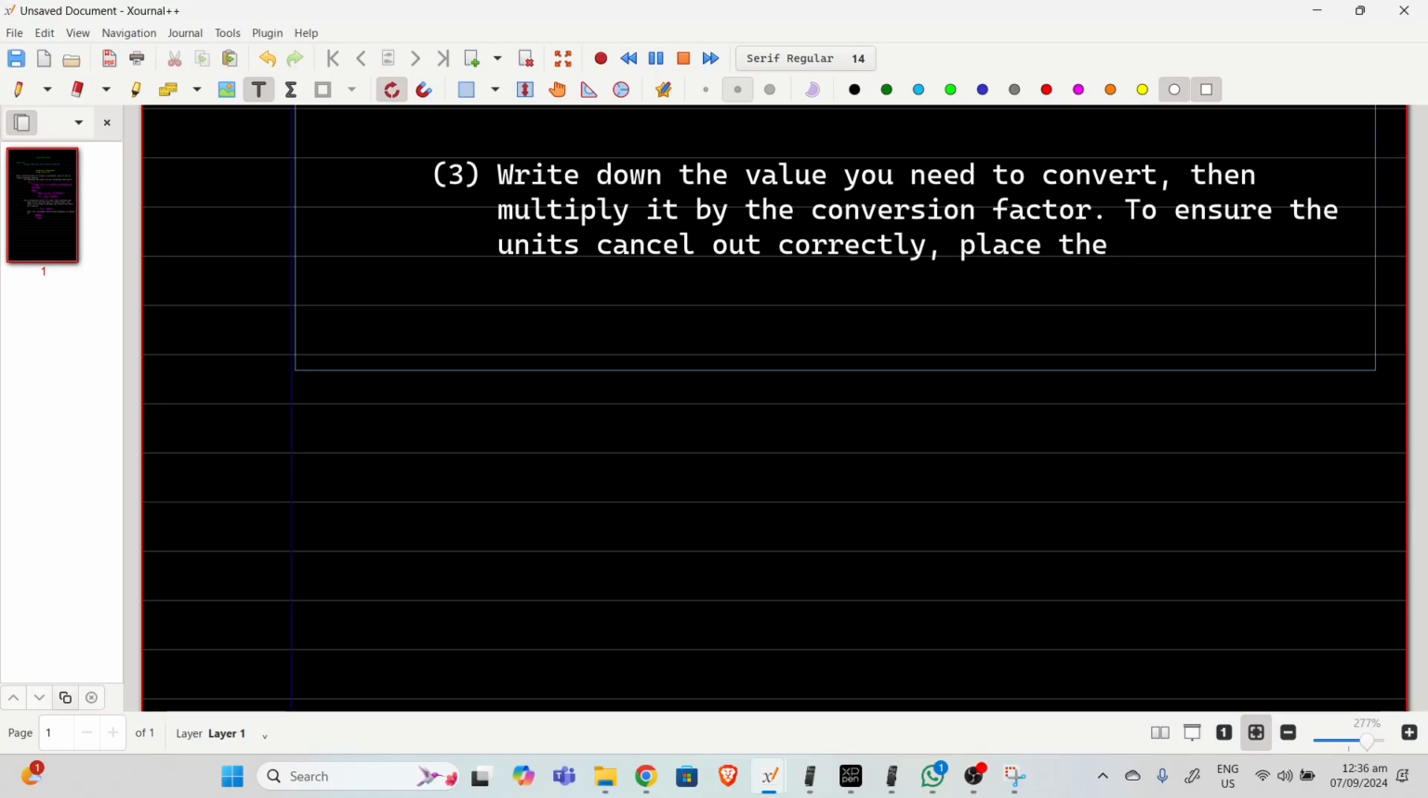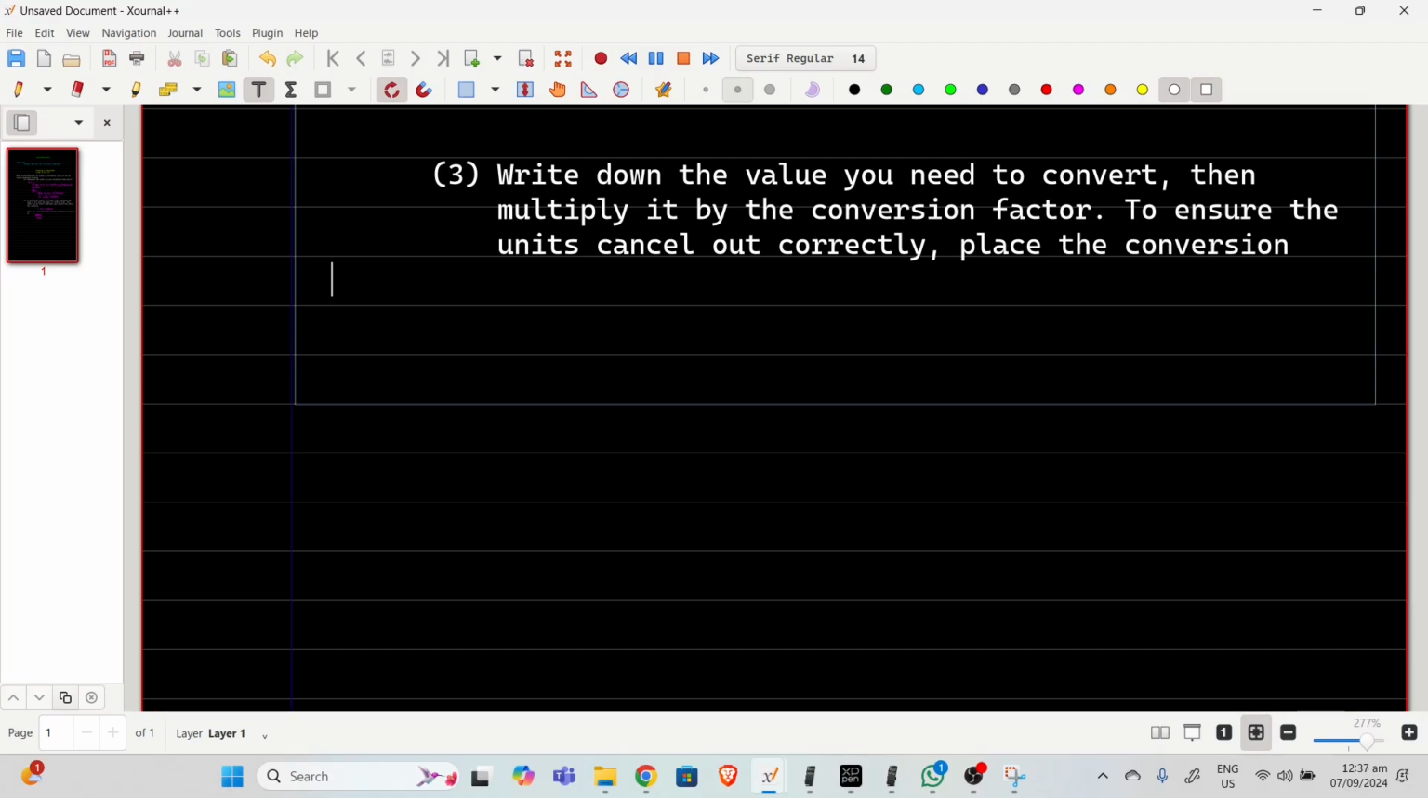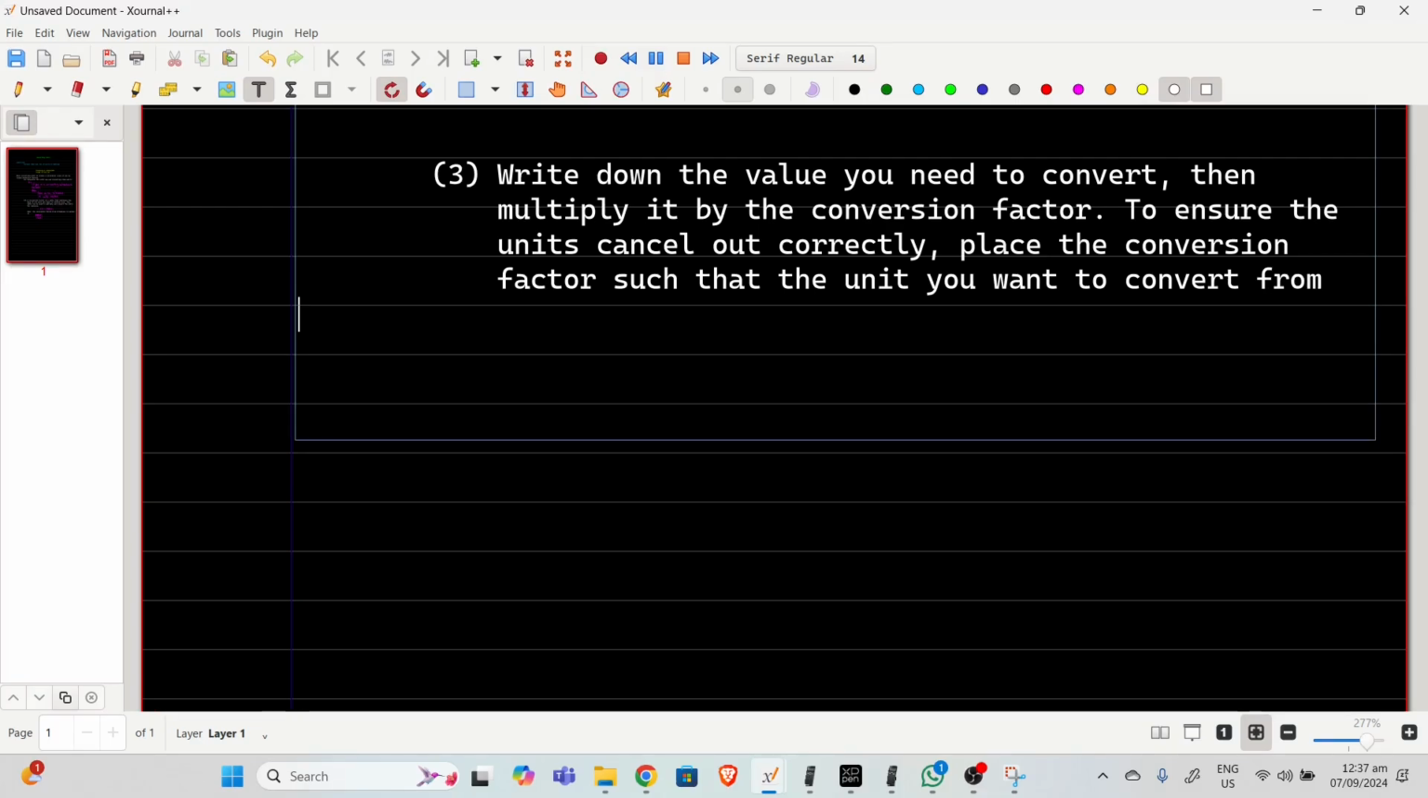Place the conversion factors such that the unit you want to convert from is in the denominator. In other words, on the underneath, like I said before. So let's do that example again. We'll continue the example that we're working on.